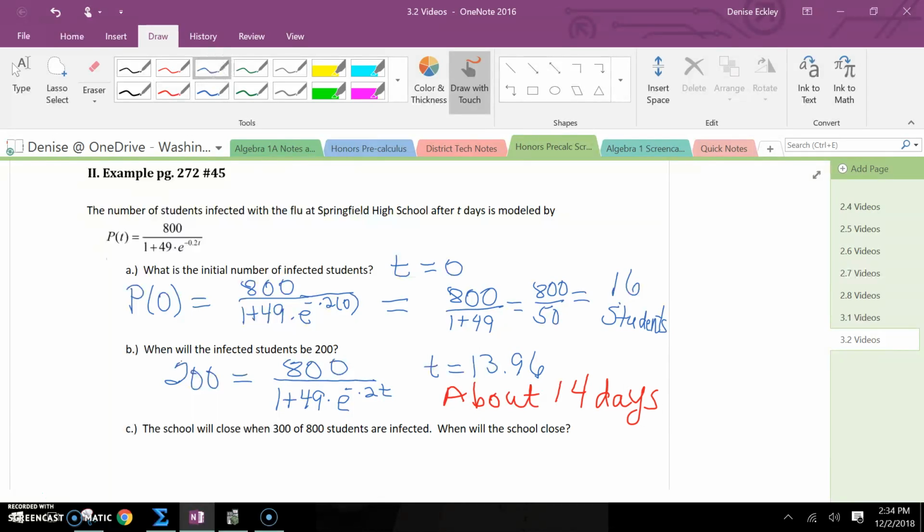Now the third part of the question says that school will close when 300 of the 800 students are infected. When will the school close? So we're going to now replace y with 300, and we're going to find the intersection of 300 and the logistic function.